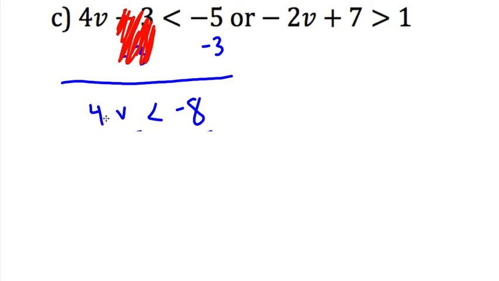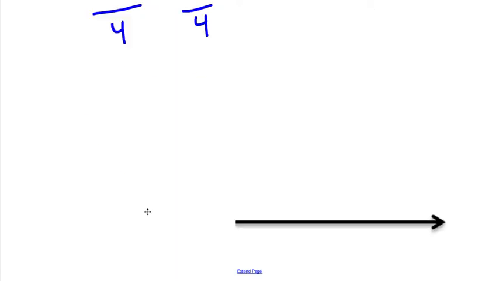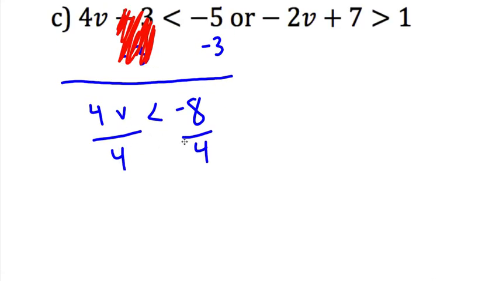My next step is to get rid of the 4, so I need to do that by dividing. So I will divide both sides by 4. 4 divided by 4 is 1. Negative 8 divided by 4 is negative 2. We do not flip the sign because the number we divided by is a positive. If this 4 was negative, then we would flip the sign, but that's not the case here. So your answer there is v is less than negative 2.